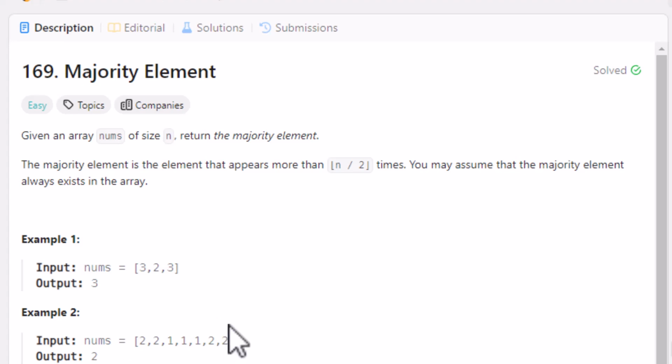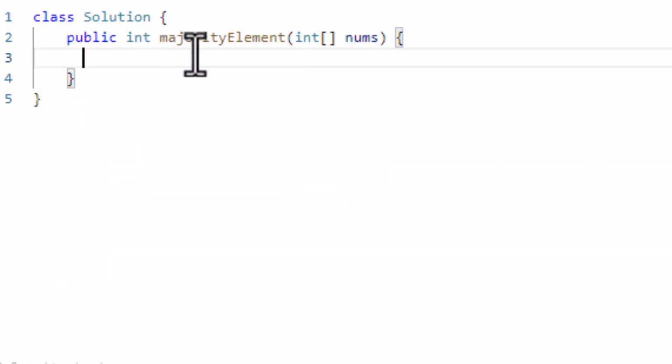Now the key piece of information is that the element that appears the most appears more than n divided by 2. That means more than half the elements are going to be the majority element, which means we can kind of cheat a little bit and just take the middle. So we can sort the array and then just take the middle number, because the majority number will always overlap the middle. So when you factor that in, this becomes a very simple problem.